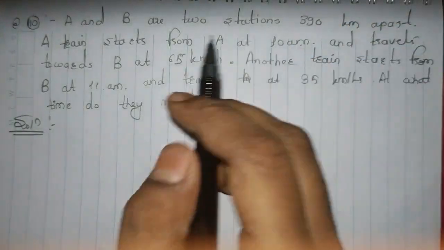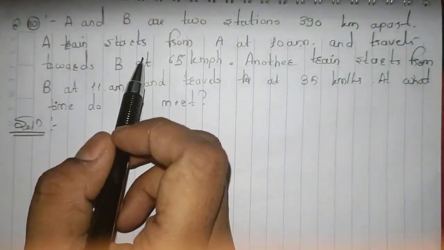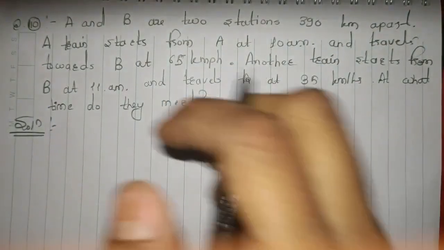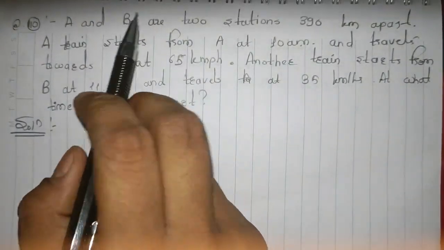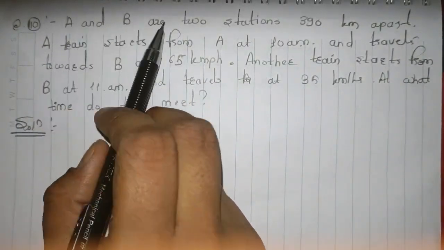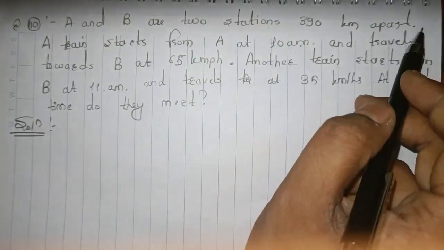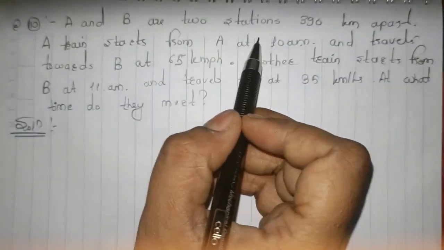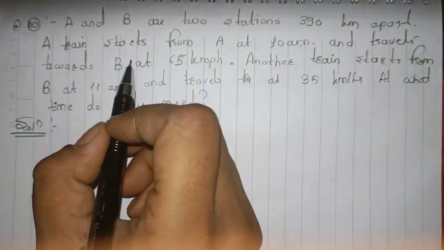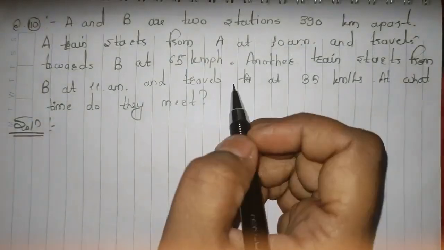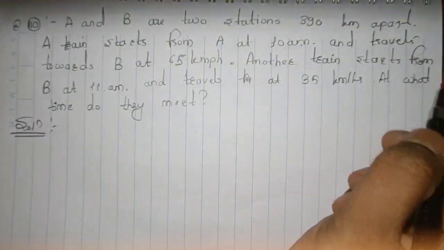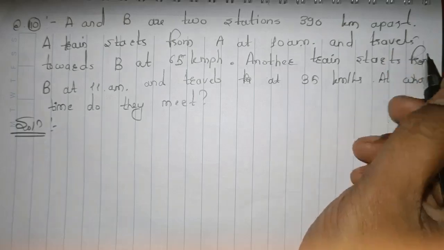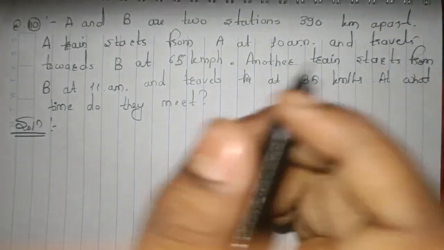This is our 10th question. In this question, we are going to use the concept of relative speed. Don't worry, I'm going to explain exactly what the concept of relative speed is. Here, A and B are two stations 390 kilometers apart. A train starts from A at 10 a.m. and travels towards B at 65 km per hour. Another train starts from B at 11 a.m. and travels at 35 km per hour. At what time do they meet?